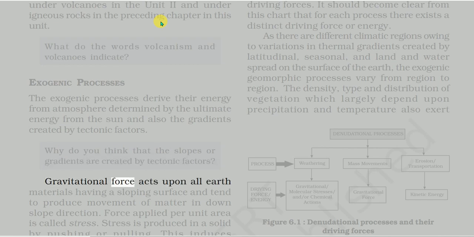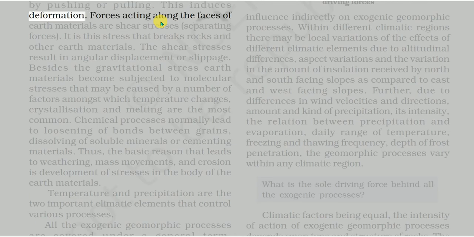Gravitational force acts upon all Earth materials having a sloping surface and tends to produce movement of matter in a downslope direction. Force applied per unit area is called stress. Stress is produced in a solid by pushing or pulling. This induces deformation. Forces acting along the faces of Earth materials are shear stresses, separating forces. It is this stress that breaks rocks and other Earth materials. The shear stresses result in angular displacement or slippage.